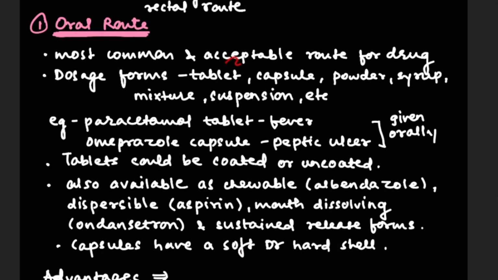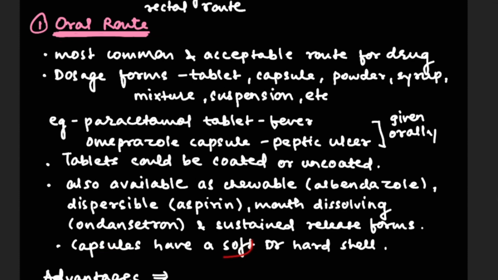It is the most common and acceptable route for drug administration. In this there are different dosage forms, that is tablet, capsule, powder, syrup, mixture as well as suspension and many more. For example, paracetamol tablet, given for fever, and omeprazole capsule, given for peptic ulcer. Both of these are given orally. Now tablets could be coated or uncoated. The drugs can also be available as chewables, for example albendazole, as well as dispersible, for example aspirin, mouth dissolving for ondansetron, and sustained release forms. Again, there are many ways for oral route drug administration.